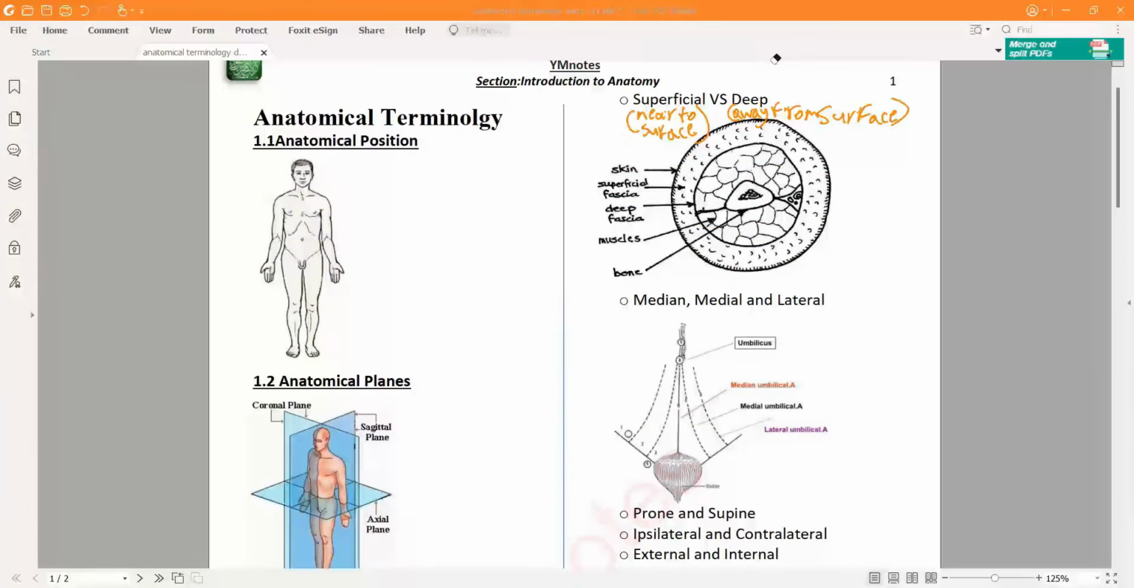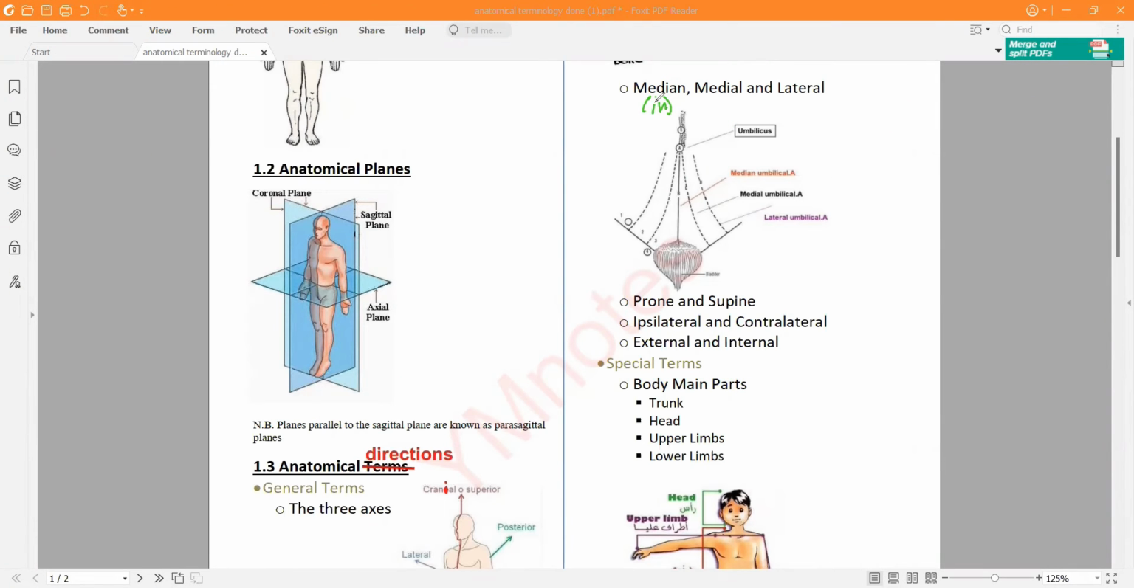Don't forget to write after me. The notes are always in the description. Median means in the midline, medial near the midline, lateral away from the midline, or aside.